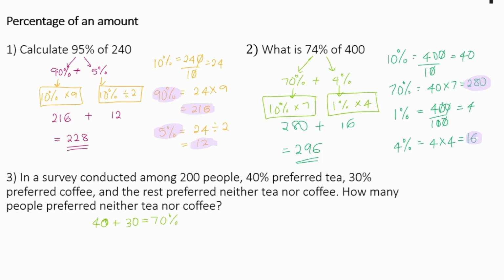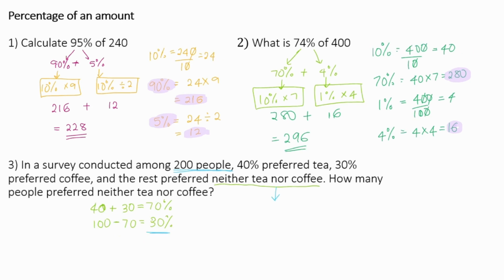The question is asking us to find how many preferred neither tea nor coffee. So we take 100 because all the people in the survey represent 100%, and we take it away from 70 in order to find how many people like neither tea nor coffee. That gives us 30%. So we had 200 people in total, and out of the 200 people, 30% preferred neither tea nor coffee. So to find how many people these were, we need to find 30% of 200.